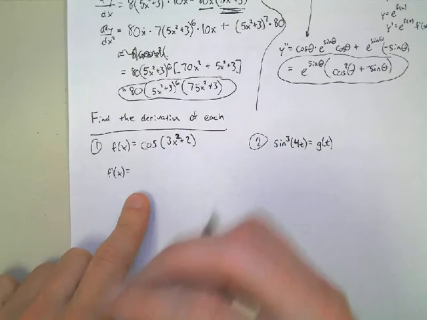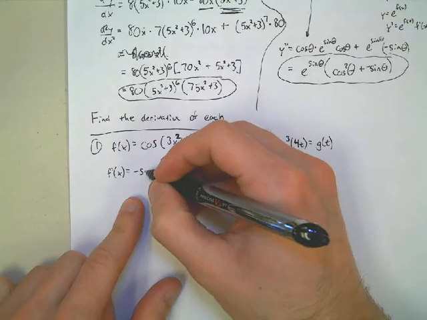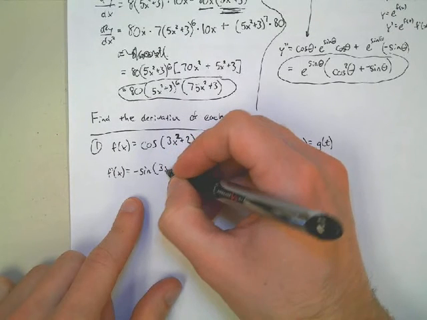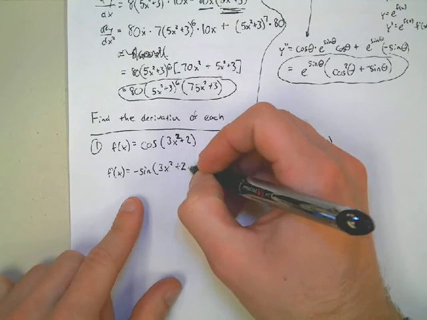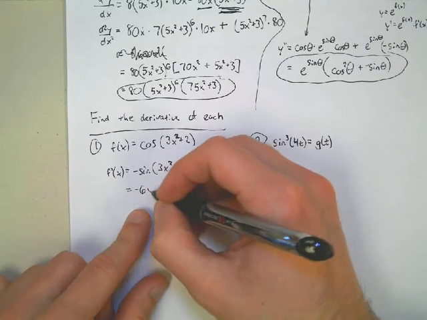Okay, yeah, sorry. I'm going to write the negative sign, 3x squared plus 2 times the 6x. Like this, and then, yes, you're right, it simplifies to negative 6x sine of 3x squared plus 2. Okay?